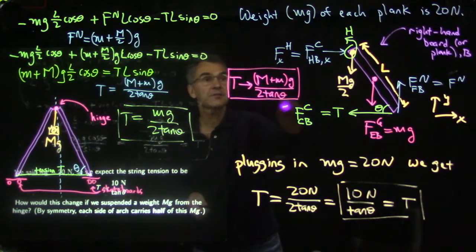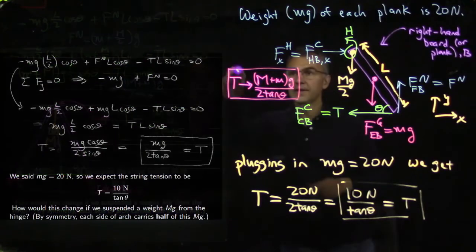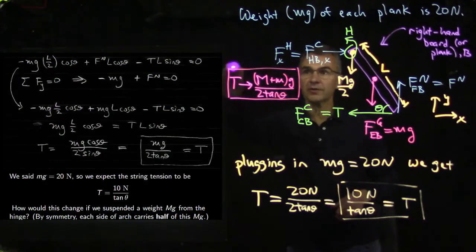I think if you worked it out, you would get that the new value for the tension is (big M plus little m) times g over 2 tan theta. But you're going to have to check me on it. Yeah, so I think that's what the new answer would probably be, but you should check to be sure.